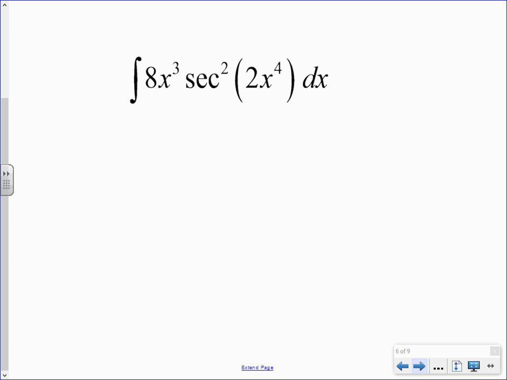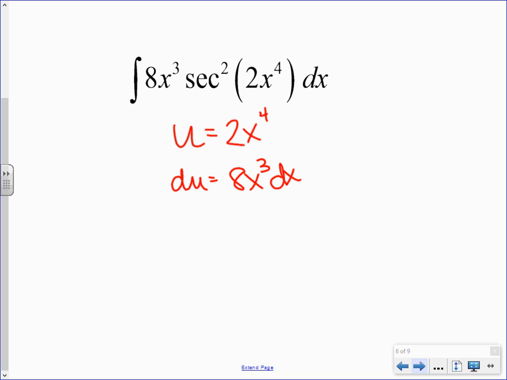Josh, what is your u? Oh, so 2x to the fourth. Okay. Good. Connor, what was your next step? Take the derivative of u. Okay, so can you read it off to me? du equals 8x cubed dx.